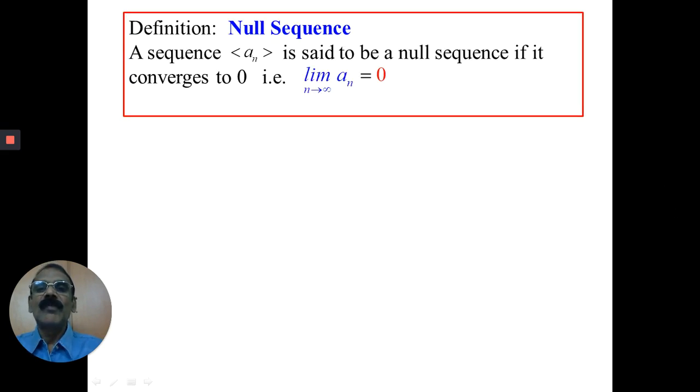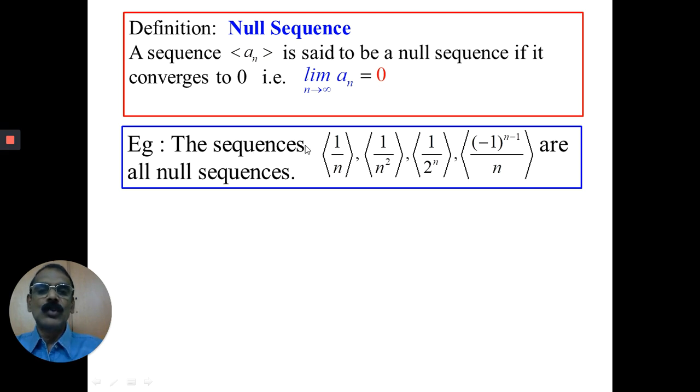What is the definition of null sequence? A sequence a_n is said to be a null sequence if it converges to 0. That is, limit of the nth term of the sequence a_n as n tends to infinity is 0. What are the examples? The sequences whose nth terms are 1 by n, 1 by n squared, 1 by 2 power n, (minus 1) power (n minus 1) by n are all null sequences.